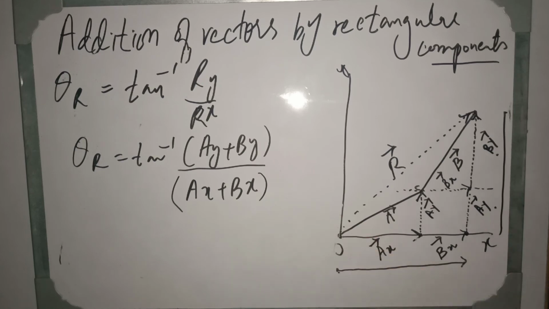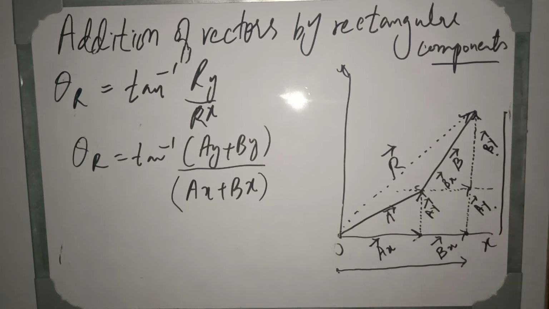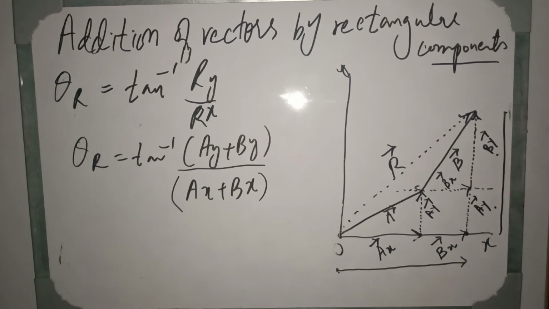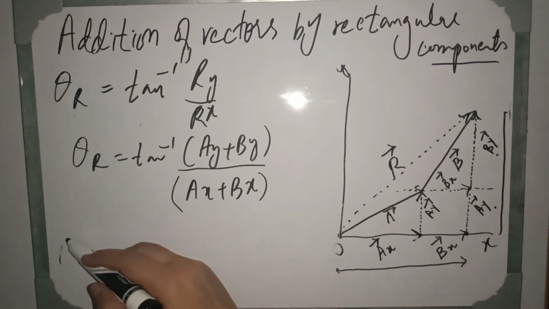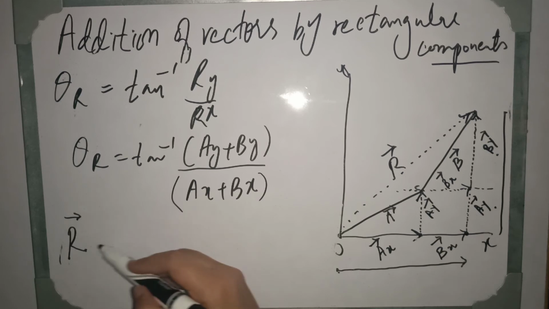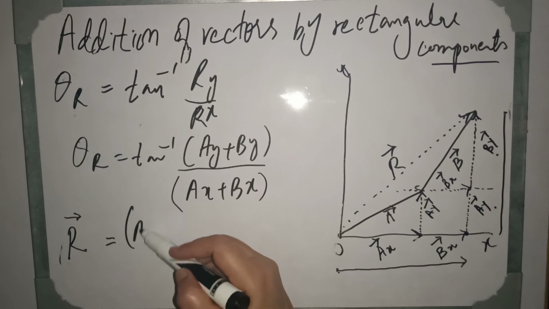Suppose we have more than two components, because in this diagram we have only two components. A has ax and ay, b has bx and by, r has a and b. These are the components. R has rx and ry. Suppose we have more than two vectors to add. Then what about the value of r? If we have more than two vectors to add, then the r vector will be equal to the sum of all x components of those vectors which we need to add.